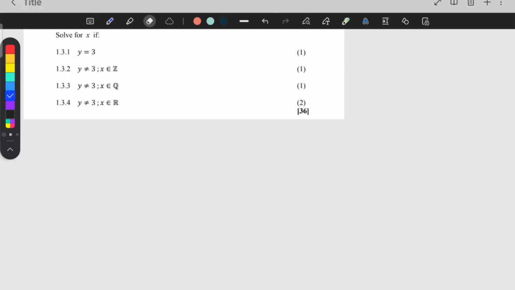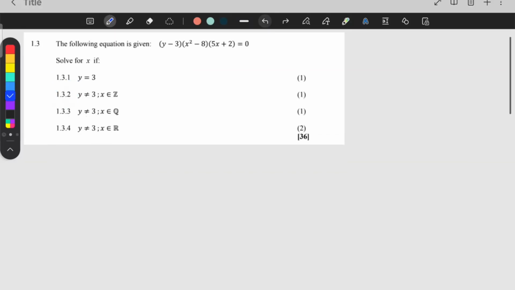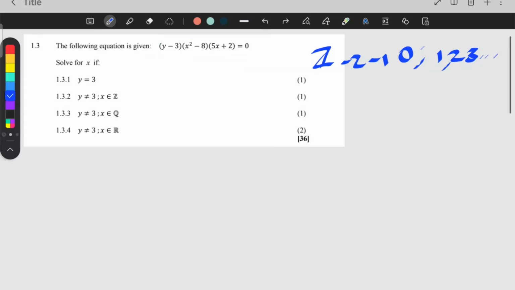Okay, next question. 1.3.2 says we are still solving for x. Y cannot be 3 and x is an element of the integers. So, first of all, an integer is any whole number, including 0, and to the negative side any of these numbers, but it can't be a fraction or a decimal. So now I'm going to take this equation. As you can see, the equation is already equal to 0, so it's already factorized. So either this bracket is 0, or this bracket is 0, or that bracket is 0.